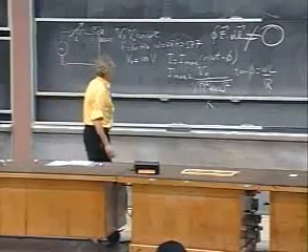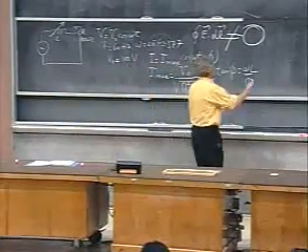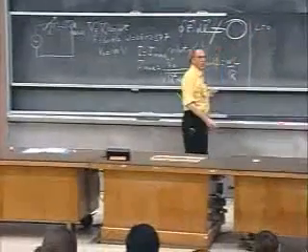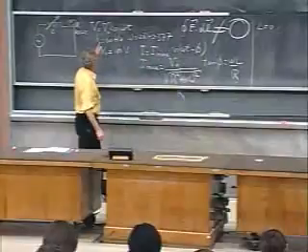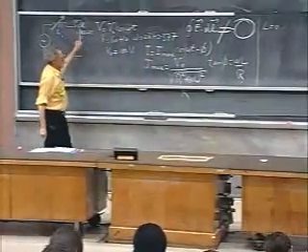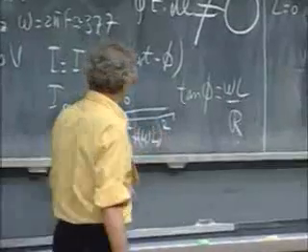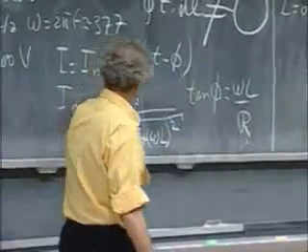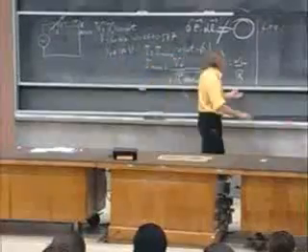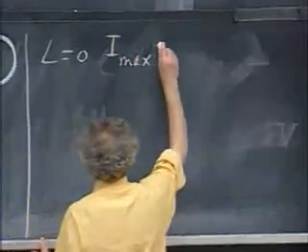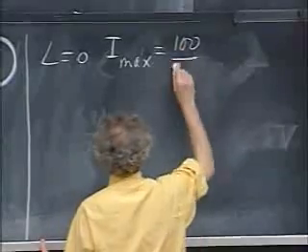In Professor Belcher's problem, he starts off with L equals 0, and he asks you what is the power dissipated in this light bulb. If L equals 0, this term is not there, and so you simply have Ohm's law, I equals V0 divided by R. So I max is 100 divided by 100, which is 1 ampere.